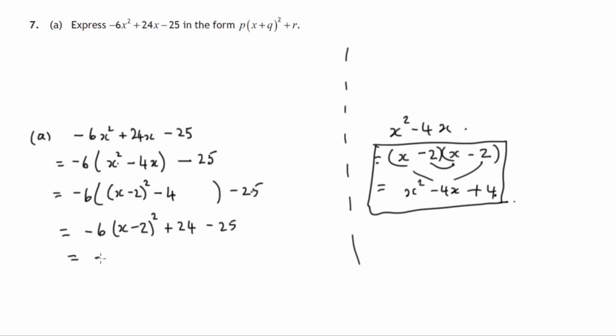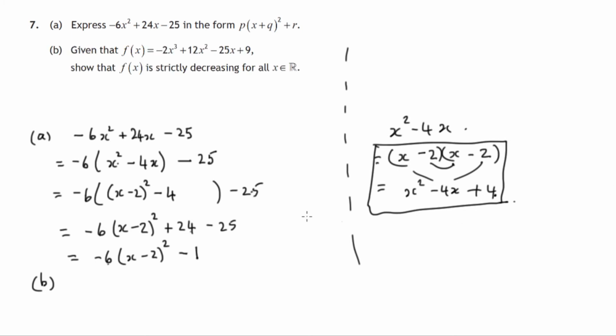So what have we got? Finally, we've got negative 6 times x minus 2 all squared, 24 minus 25 is negative 1. And that's certainly in the form p, which is negative 6, x plus q, q is negative 2 all squared, plus r, r is negative 1. So we've achieved that completing the square. Let's now move on to part b.